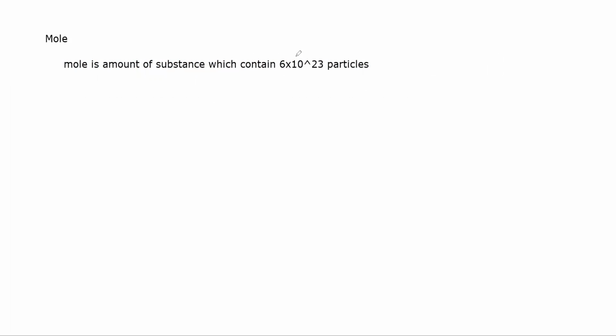Why this number? What is the significance of this number? This number 6 exponent 23 is also known as Avogadro's constant or Avogadro's number, because Avogadro was the one who worked out this calculation. From his calculation, he found that when there are 6 exponent 23 particles, he called that group of particles a mole.